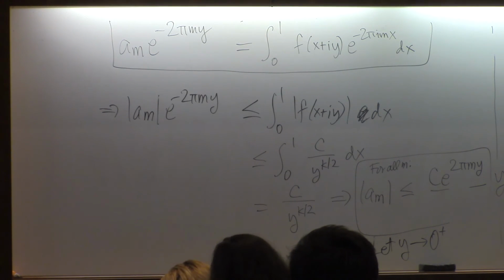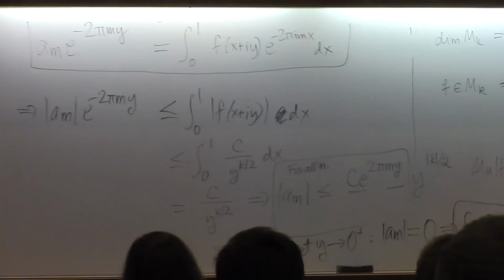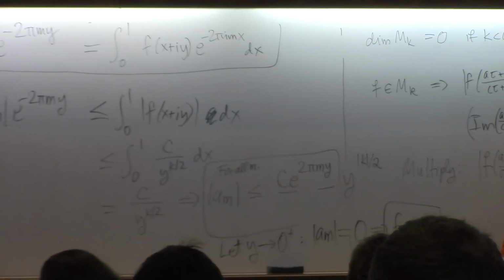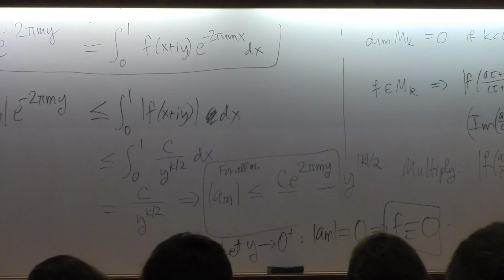So, we're all math majors, right? And so, as y goes to 0, what we see is that the bound goes to 0, and so for all m, and therefore f is 0. Okay? We again needed that k was negative. Yeah, so we can mess up some algebra.